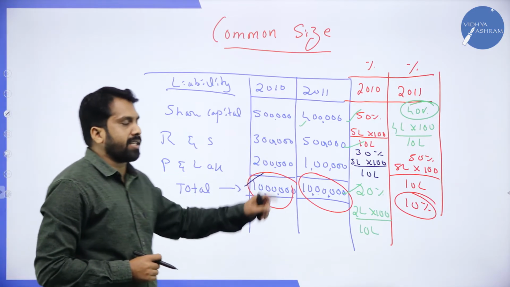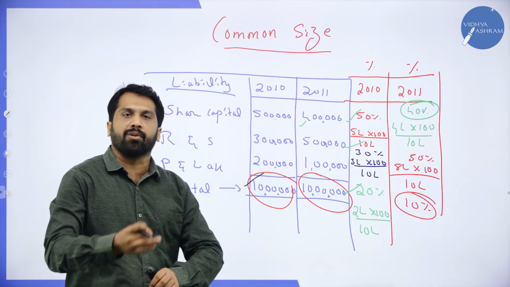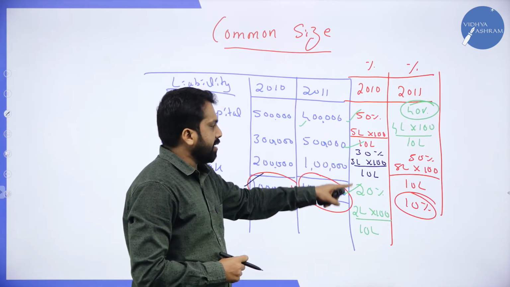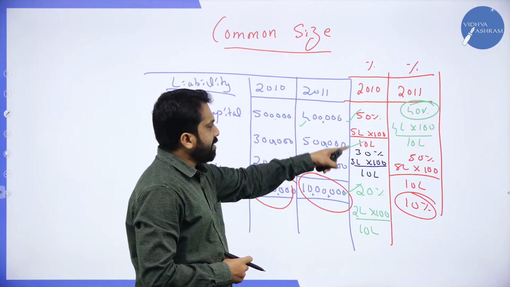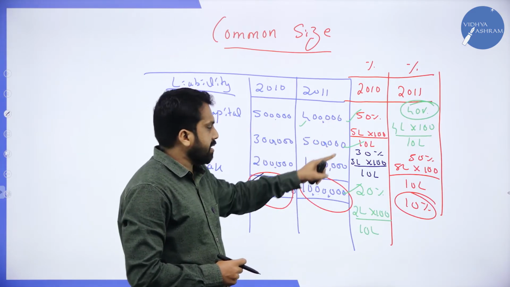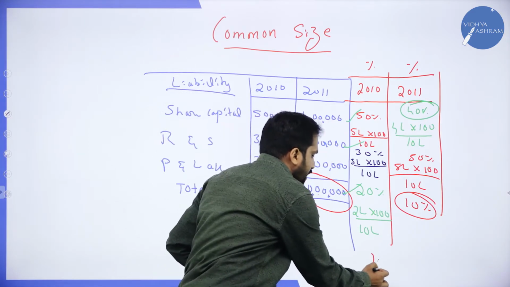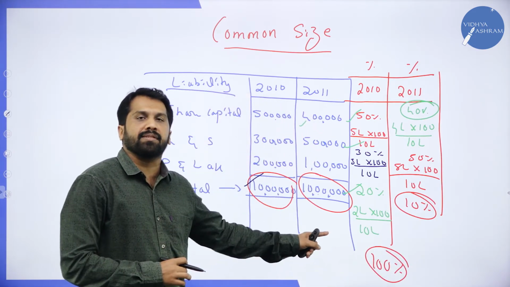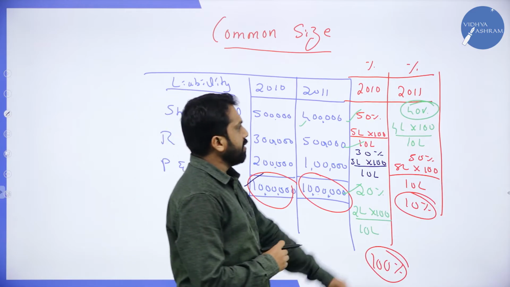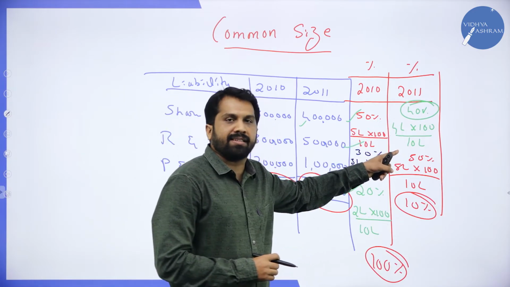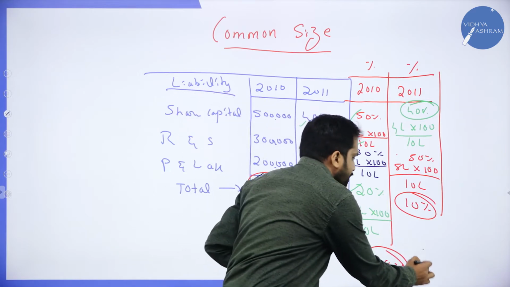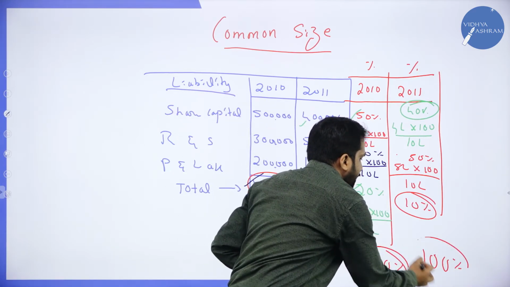Sir, how to check our answer is correct or wrong? Simple. 50%, 30%, 20%. 50 plus 30, 80%. 80 plus 20, it is 100%. Your answer is also correct. Similarly, 40 plus 50, 90%. 90 plus 10, 100. So your answer is also correct.